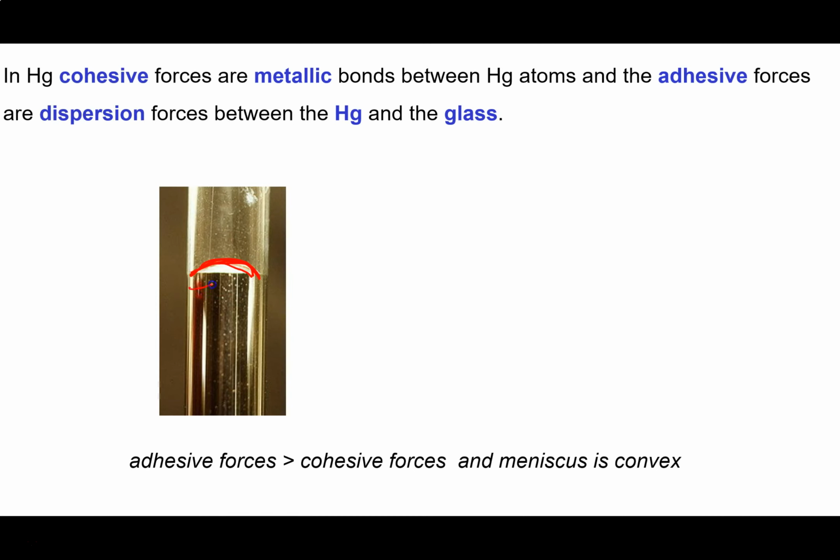So the mercury is getting pulled inwards towards the bulk, and the glass just can't keep it at the edges, right? So you end up with this convex meniscus. So you always have to think about the forces between the liquid and itself, and the forces between the liquid and the container. All right. So I hope that makes sense.